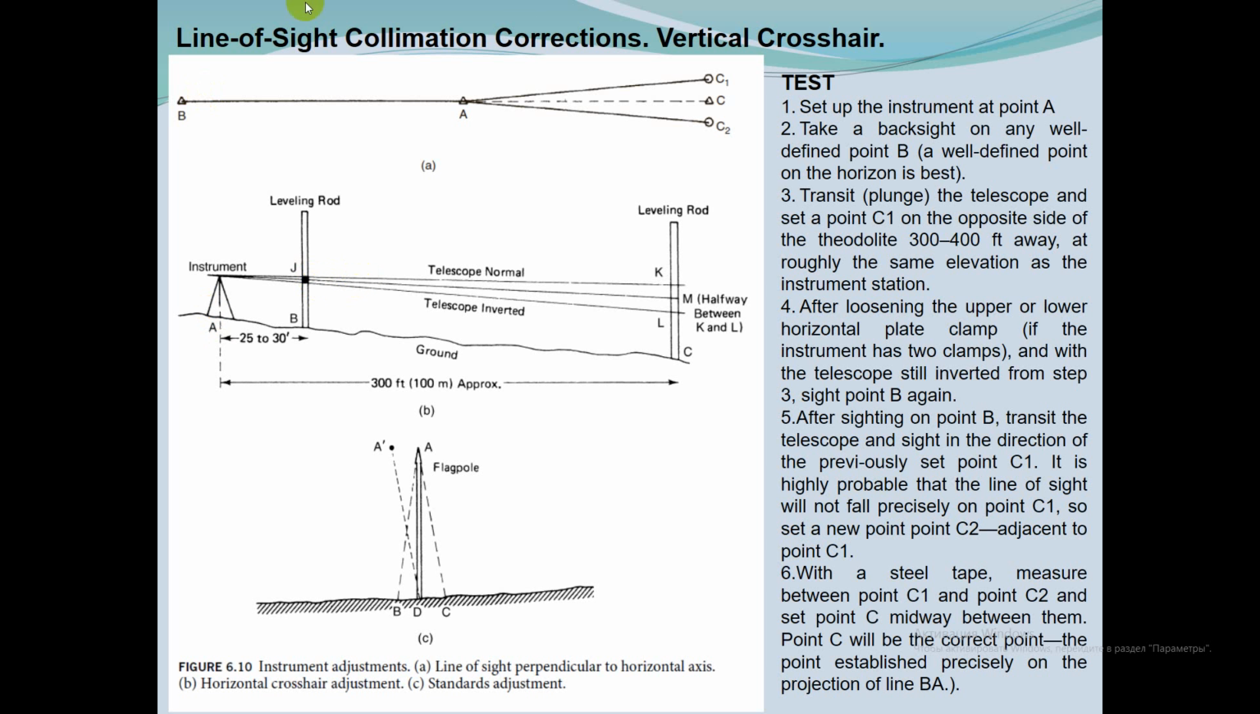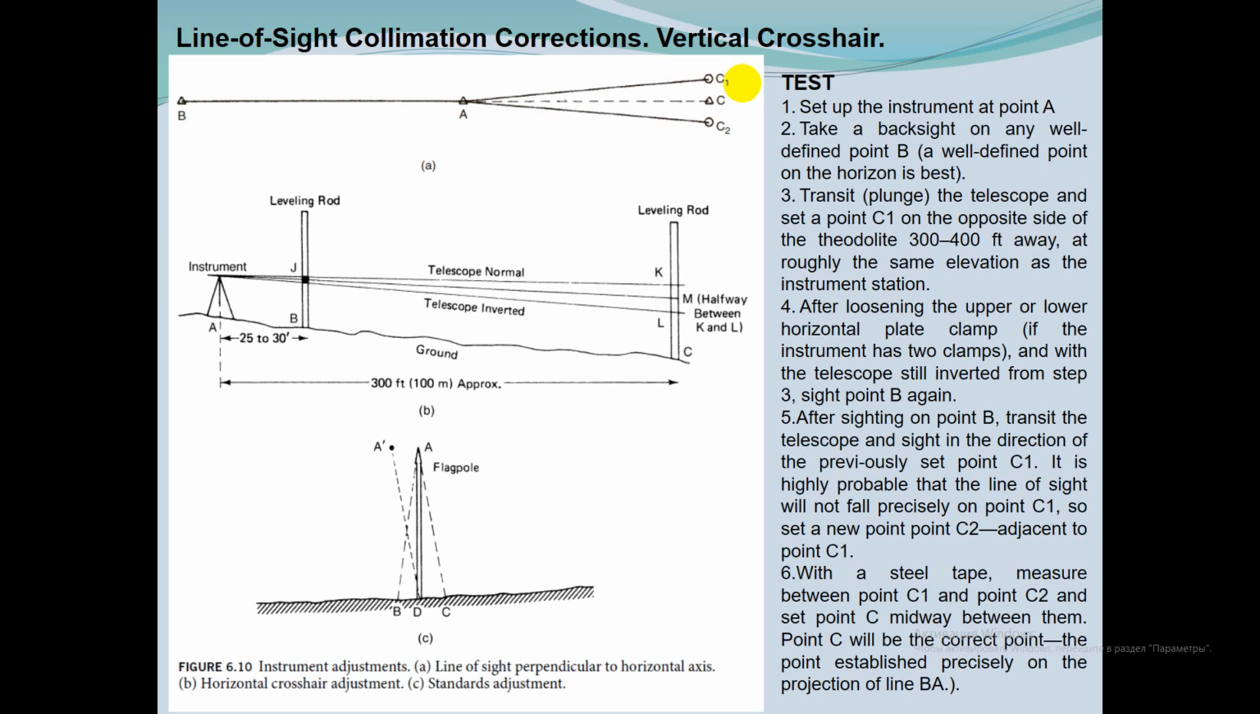So, set up the instrument at point A. Take a backsight on any well-defined point B. Transit the telescope and set point C1 on the opposite side of the theodolite, 300 feet away, at roughly the same elevation as the instrument station.